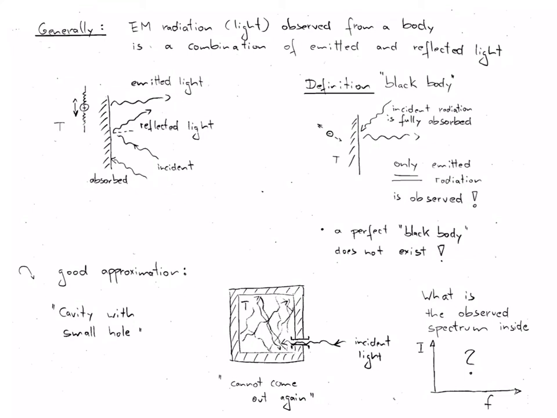This cannot be readily realized in the laboratory. In the laboratory, a perfect black body does not exist. However, a good approximation of this concept is shown at the bottom. A cavity with black absorbent walls with just a tiny hole to observe the spectrum of the light inside. The question what the observed spectrum inside might look like was among others asked by Max Planck in 1900.